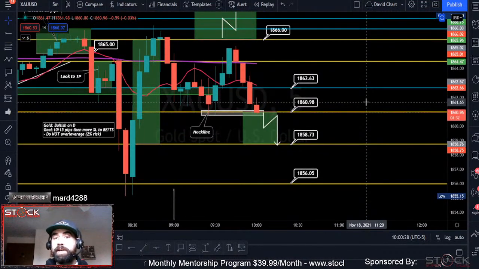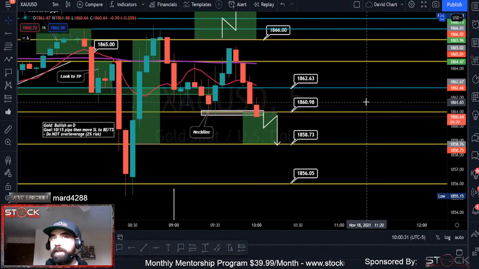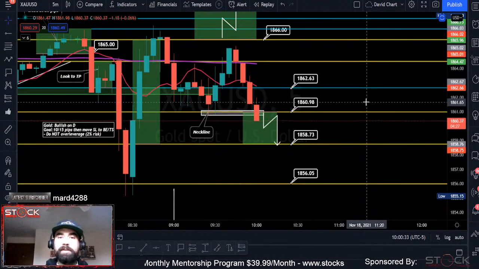Here's your neckline, guys. This might dump fast, erratic. You might not get a retest. Here's the sell.